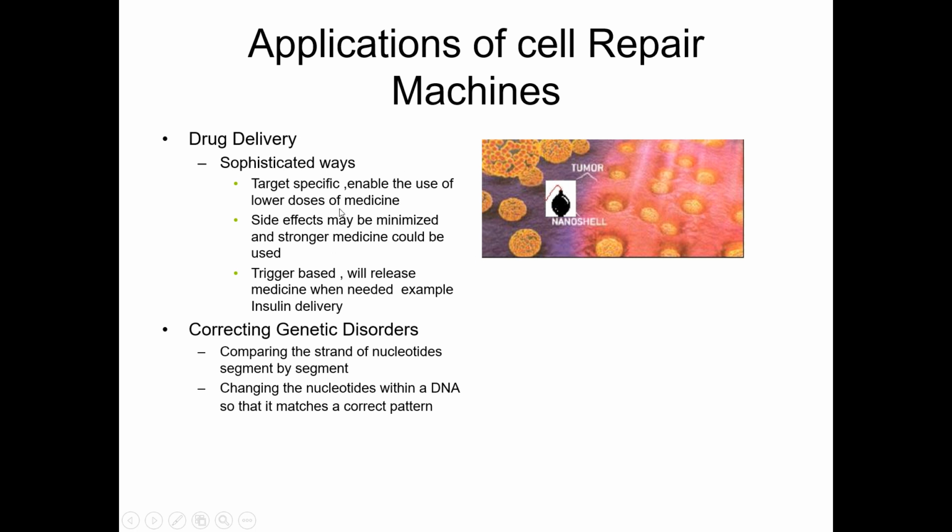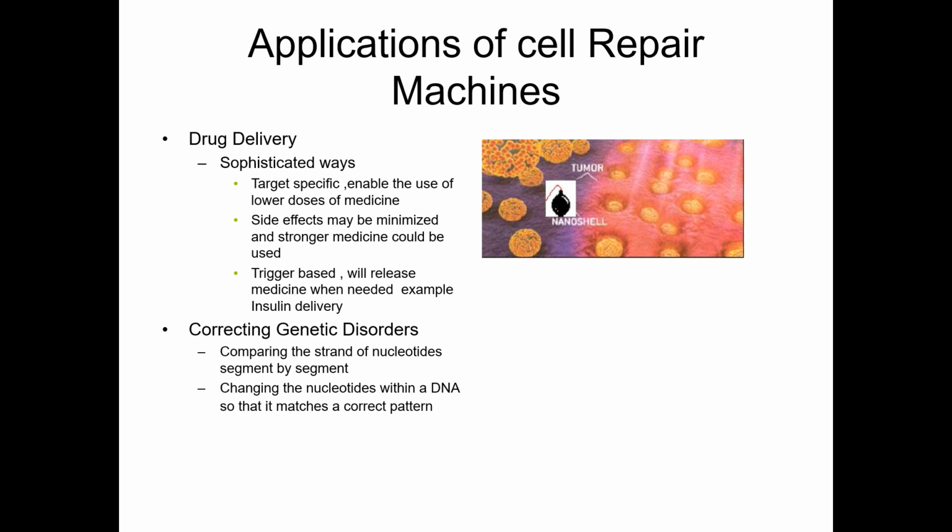Though it's a bit sophisticated, we can make it easier with the help of nanoshell devices, or the nanoscale device that we call a cell repair machine. With the help of these machines we can correct genetic disorders. We have patients with genetic disorders, and that can be corrected with the help of a cell repair machine. That is what we actually do with this kind of device.